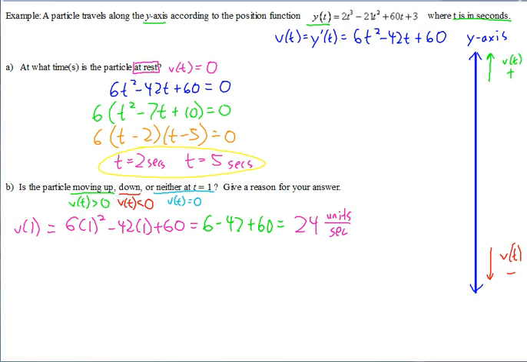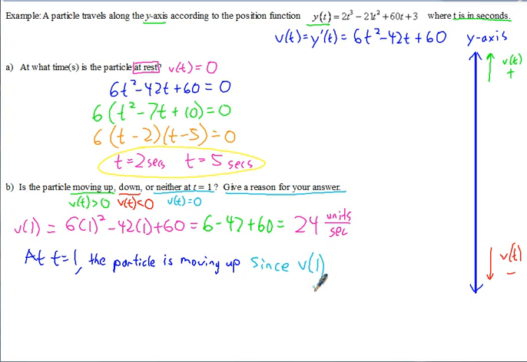So we can turn this question into a statement and say at t equals 1, the particle is moving up. And then the justification, the reason for your answer, would simply be since the velocity is positive. We don't want to say v of t, because that would mean the velocity is always positive. We want to say v of 1. The velocity specifically at time 1, that's what was greater than 0. Or you can say is positive.